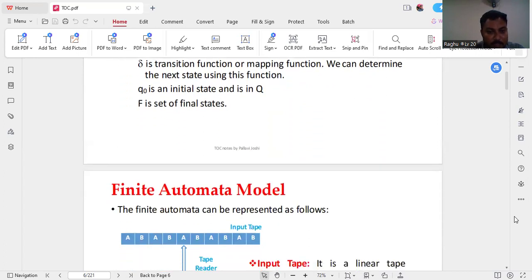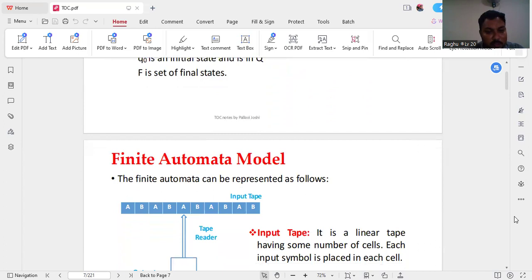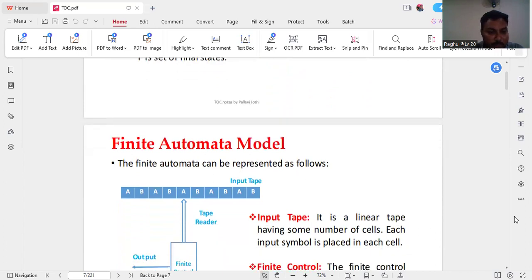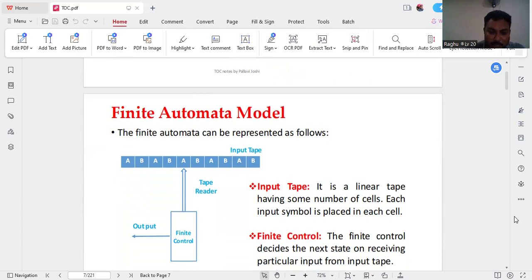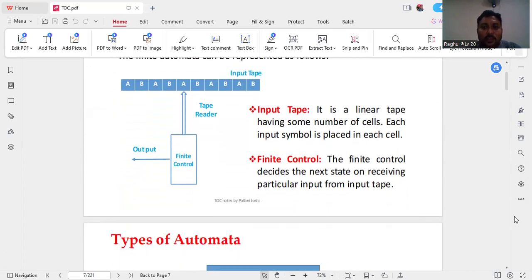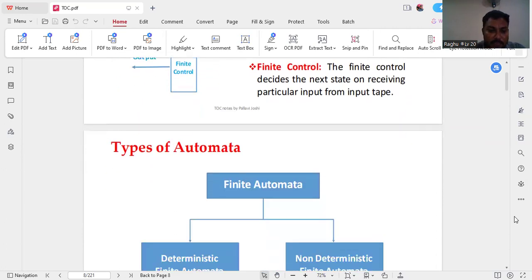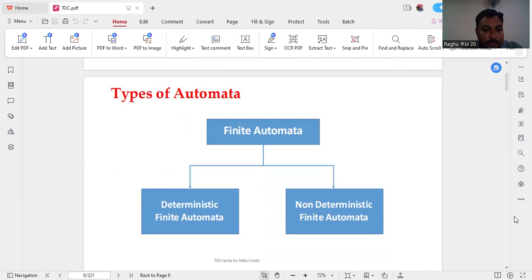Let's see the finite automata model. The finite automata model consists of 3 parts: input tape, tape header, and finite control. The input tape is a linear tape having some number of cells. Each cell contains one symbol. You have to place one symbol in each cell, and each input string is ended with a dollar symbol. And coming to the finite control, the finite control decides the next state on receiving the particular input from the input tape. And there are actually two types of finite automata: the first one is finite automata with output, and the second one is finite automata without output.